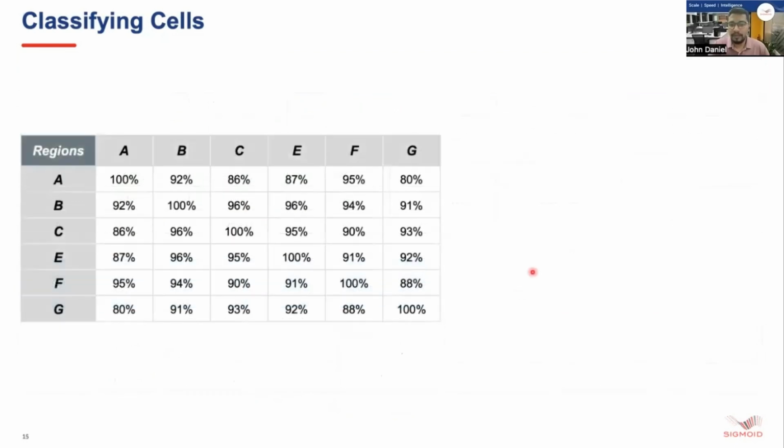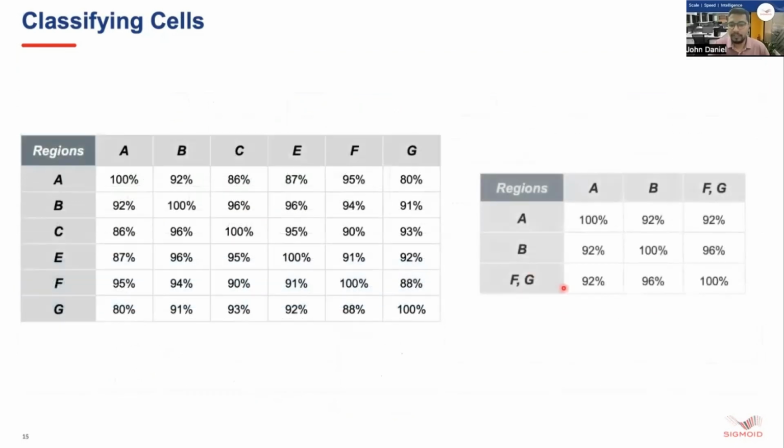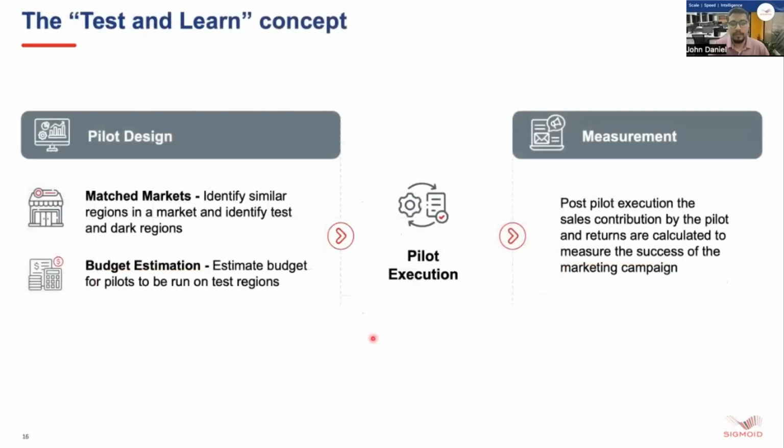At last, we do a sanity check and see if the correlation across the cells also are good enough. So in this case, you can see that region G had a bit of bad correlation with region A, but when combining them together along with region F, the correlation improved a lot. So these cell classifications are good to go. So this is the end of match markets phase.